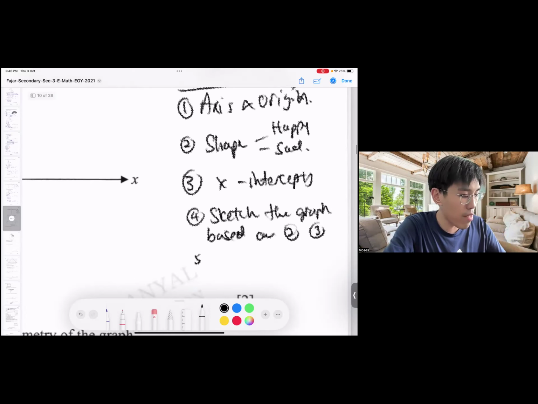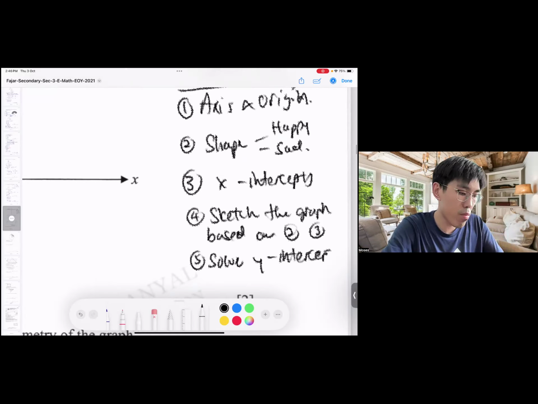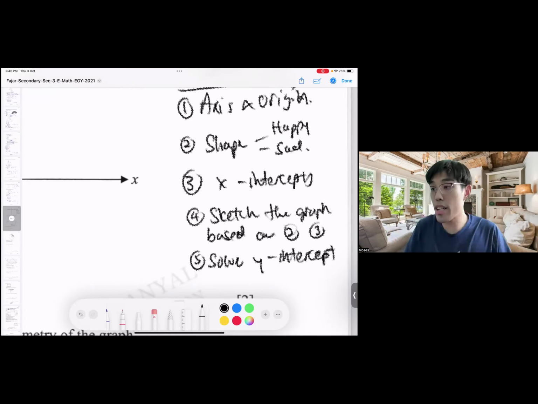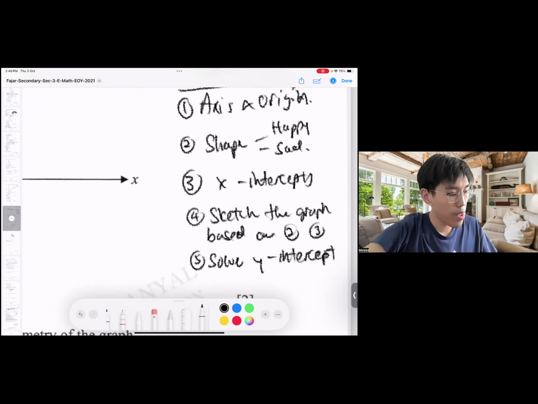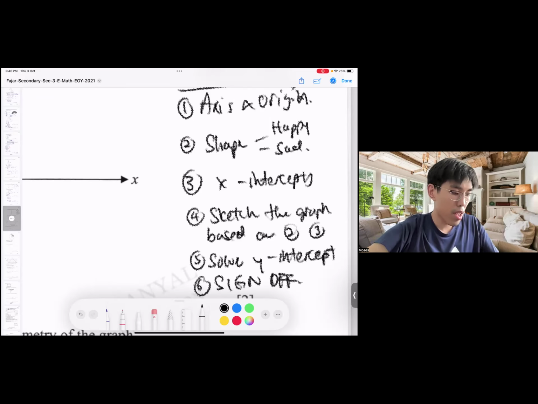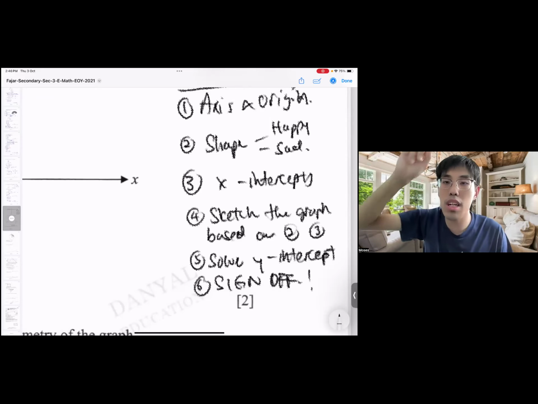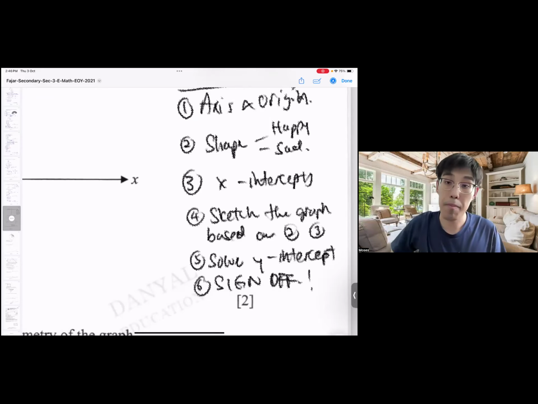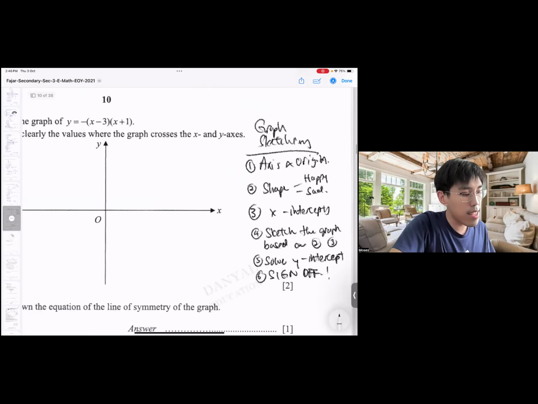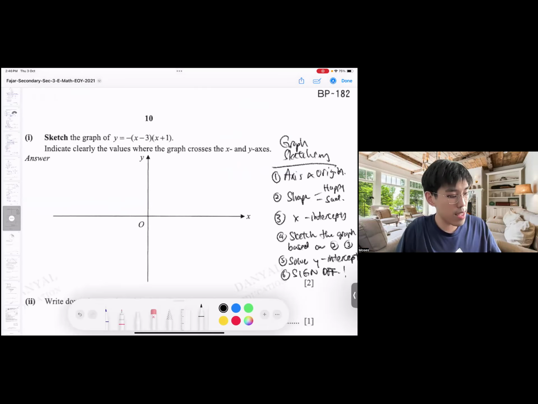Then 5, solve for y-intercept. Because when you draw already, you don't know where the line cuts the y-axis. But you know it cuts somewhere, and you need to show it. So you need to solve it using the equation itself. Number 6, sign off. You must name the graph after you draw it. You must write down, this graph is the equation y equals negative x plus 3, x plus 1. That's the idea.